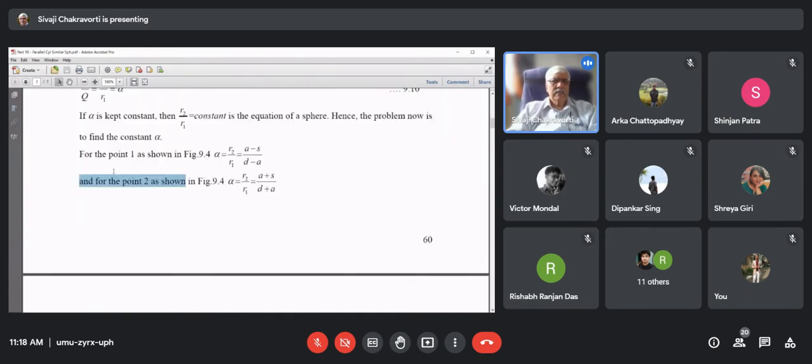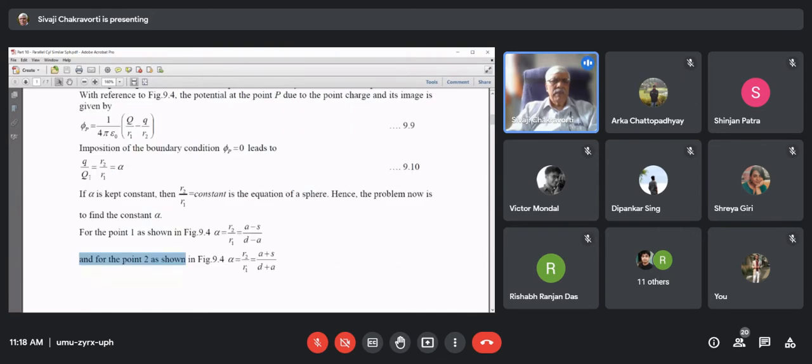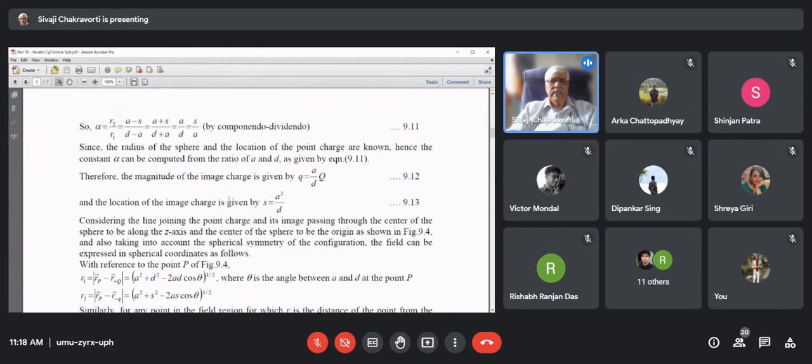Similarly, what is alpha? Alpha is small q by plus Q. So here you can clearly see that I can represent that alpha, which is A by D. So therefore small q is A by D into capital Q. So you can see that equations 12 and 13, the first one gives me the magnitude of small q. Of course, A is less than D, so small q will be less than plus capital Q. And then the location is given by 9.13, which is A square by D. So then my problem is solved.